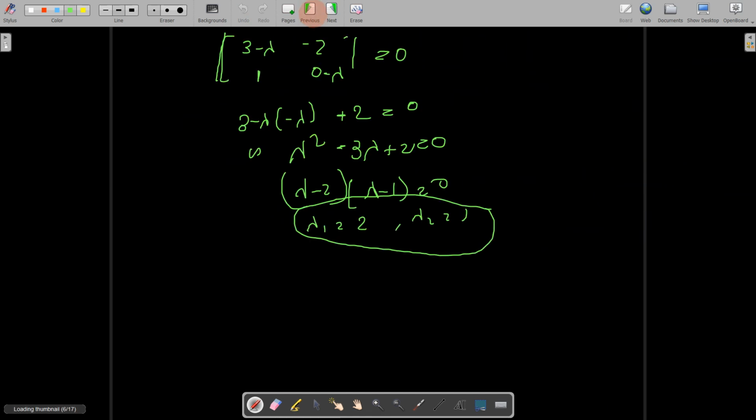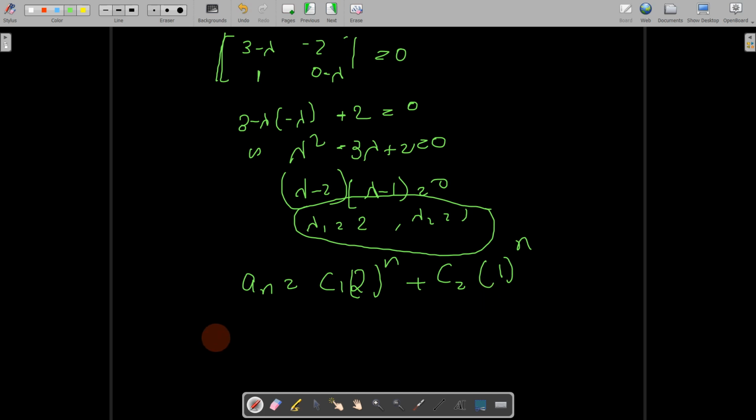So finally your an will look like some constant c1 times 2 to the power of n plus a constant c2 times 1 to the power of n. However many eigenvalues there are, you add them by multiplying some constants. Now how do we get the values of these constants? We will use the initial conditions.